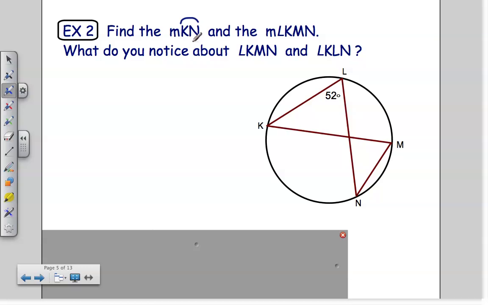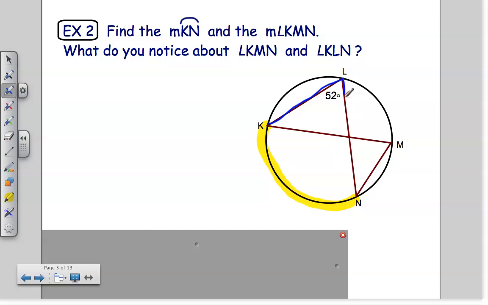In this diagram, let's find the measure of arc KN. I'm just going to pause and let's find that measure of arc KN. So that would be this arc here. Well, if you look at the angle of 52 degrees here, I'm going to look at this angle.